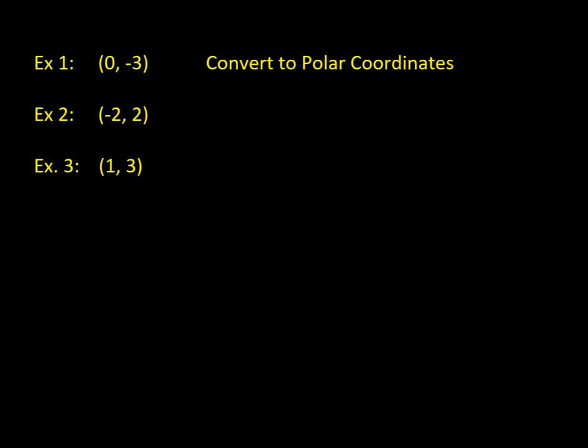Okay, I'm back. Let's see if we can't work through these one at a time. So the first example, we have the point (0, -3). And if you were to sketch this on the x and y axis, there's y and there's x, that point would be down here on the negative portion of the y-axis.